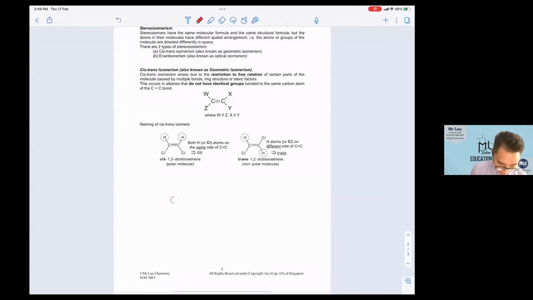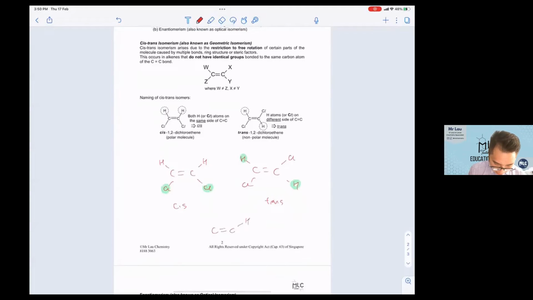Okay, so for example, if you draw it this way, this will be known as the cis molecule because the H or the Cl are on the same side. This will be known as the trans molecule, because they are on opposite sides. The same group is on opposite sides.